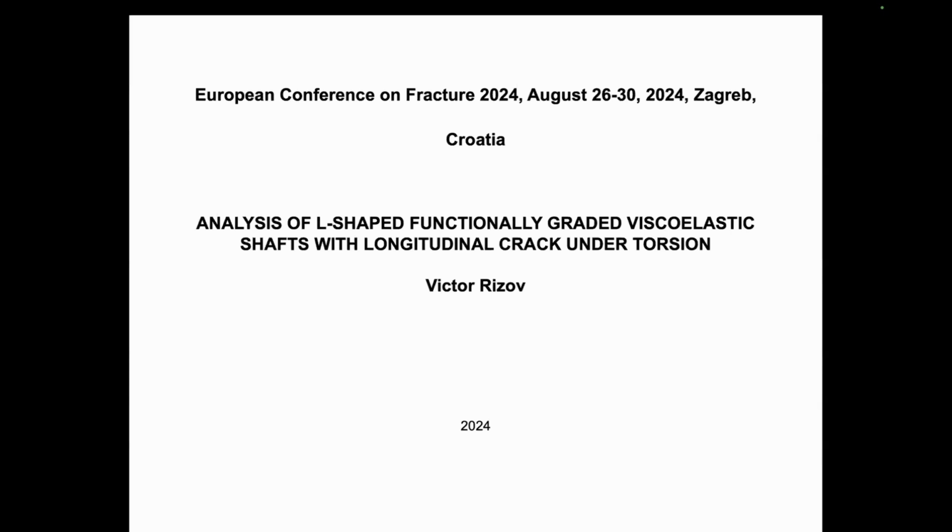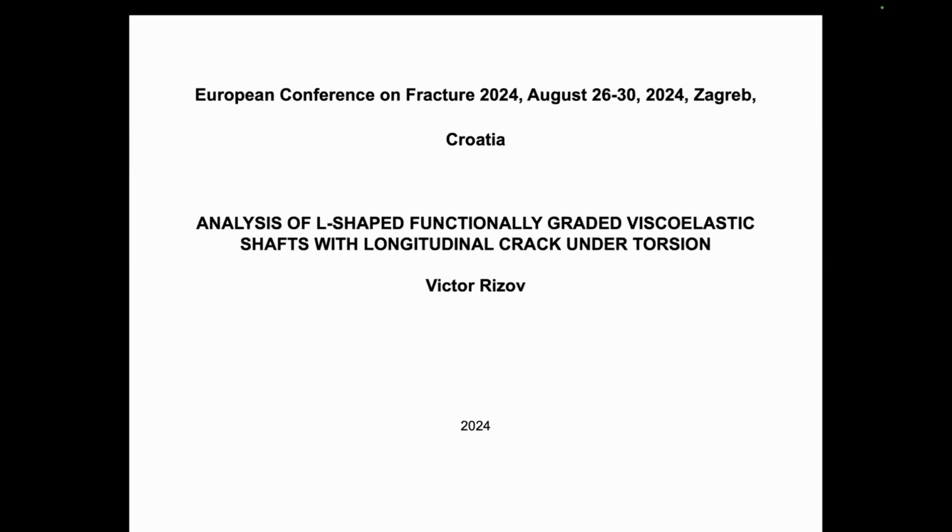The shaft is located in the vertical plane. The right hand end of the horizontal member of the shaft is clamped. The vertical member of the shaft is supported also by a rotational spring located in the horizontal plane. The shaft is made of a material that is functionally graded along the radius of the cross-section.